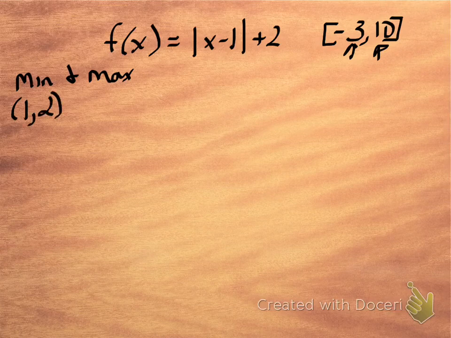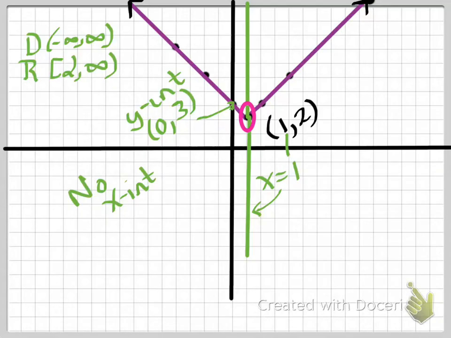And so my minimum is at the y value of 2. And we always go off of the y value. And I can come back here to my graph and find that minimum.